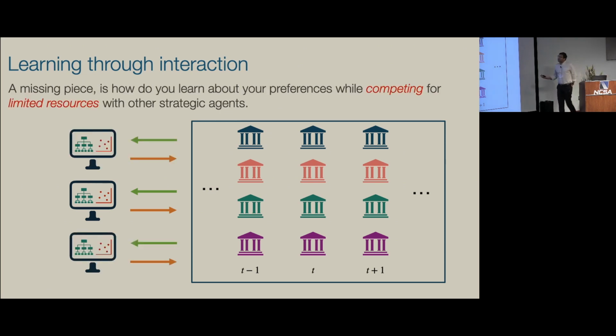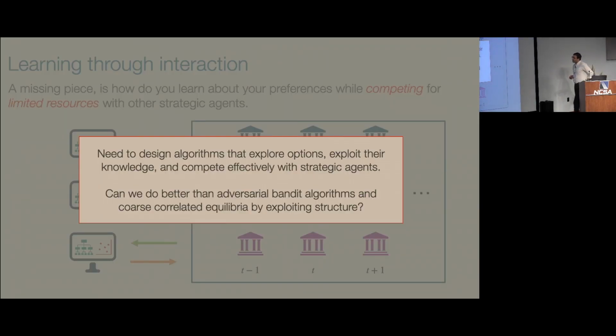A missing piece to this, at least to me, has always been about how do you learn about your preferences if you have to also do it while competing over limited resources with other strategic agents in the environment. So in this case, we might have 3 algorithms competing over these 4 options at each round, and that adds a certain amount of non-stationarity to these bandit environments. So we need to design algorithms that explore options, exploit their knowledge, and compete effectively with the other strategic agents in the environment.